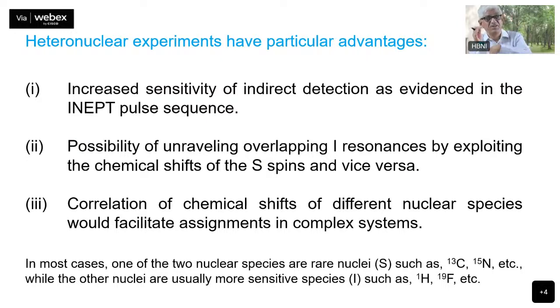So because you establish a correlation between I and S, if there are two peaks at the same I, coupled to different S spins, then you can separate them on the S spin with the S spin correlation. Correlation of chemical shifts of different nuclear species would facilitate assignments in complex systems. Therefore, when you go to larger and larger molecules, you need to do heteronuclear experiments by necessity, actually, not just by choice. In most cases, one of the two nuclear species is a rare nucleus, such as C13 or N15, and the other is usually a more sensitive species, such as proton, F19, etc.